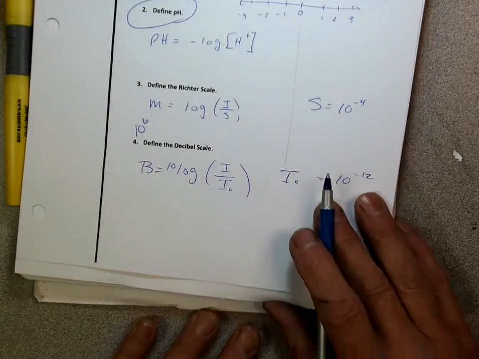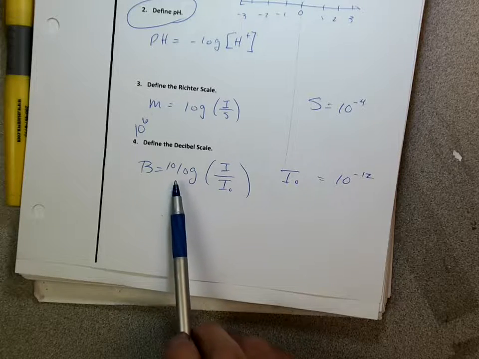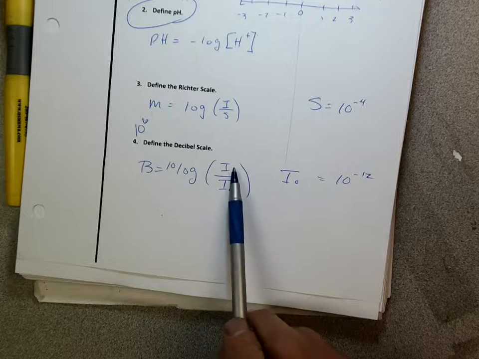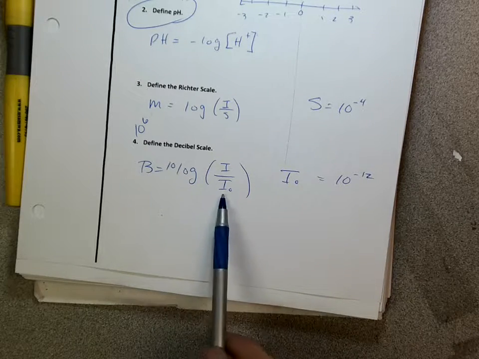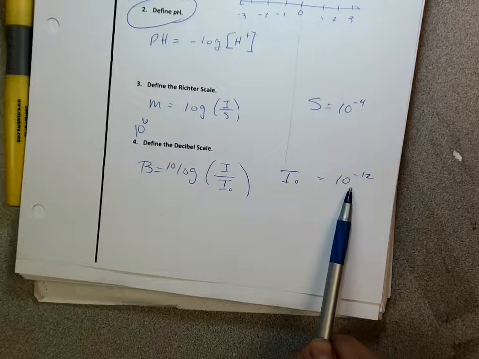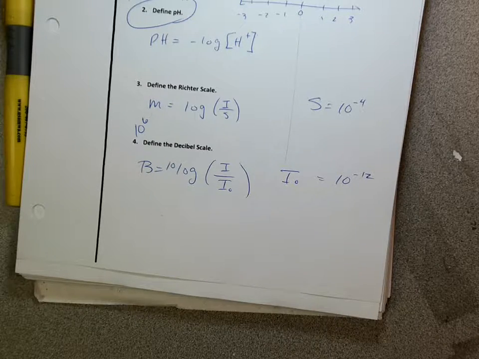Now, same thing with the decibel scale. It's in a logarithm scale too, because the louder you get, the more intense it gets, and that's the intensity. I0 is always going to be 10 to the negative 12, and that is just a standard. That's the lowest that you could hear as far as your ears being able to hit.